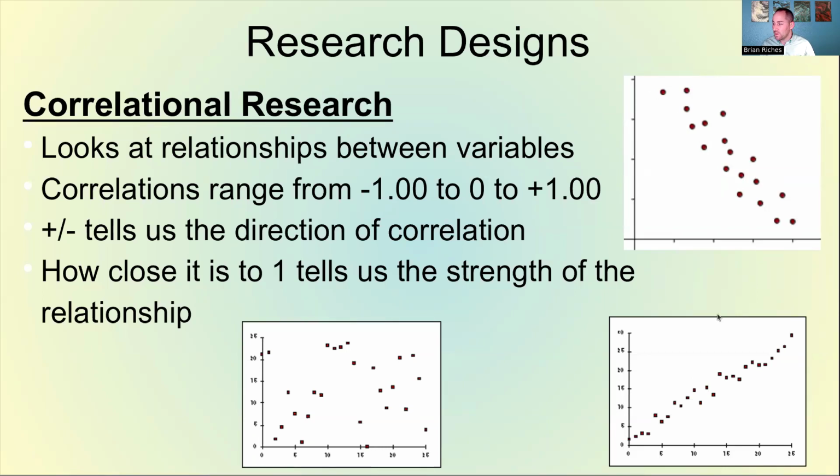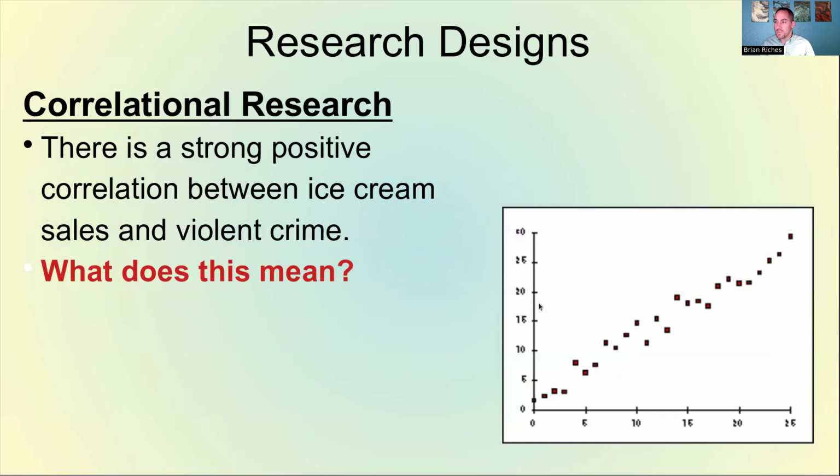This is a negative correlation. This is a positive correlation, but -1 and +1 are equally strong correlations. The positive and negative are just math. It's not a value of it being a good thing or a bad thing. So an interesting example is that we do find a strong positive correlation between ice cream sales and violent crime. So what does that mean? What does it mean that ice cream sales are correlated or related to violent crime?